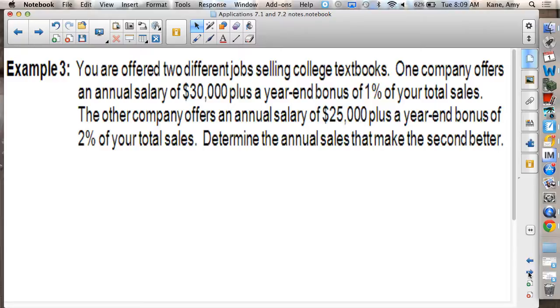So you're offered two different jobs selling college textbooks. One company offers an annual salary of $30,000 plus a year-end bonus of 1%. So I assume this would maybe be like a starting salary. And the other company offers an annual salary of $25,000 plus a year-end bonus of 2% of your total sales. A lot of sales, you always have that bonus. How much did you sell?